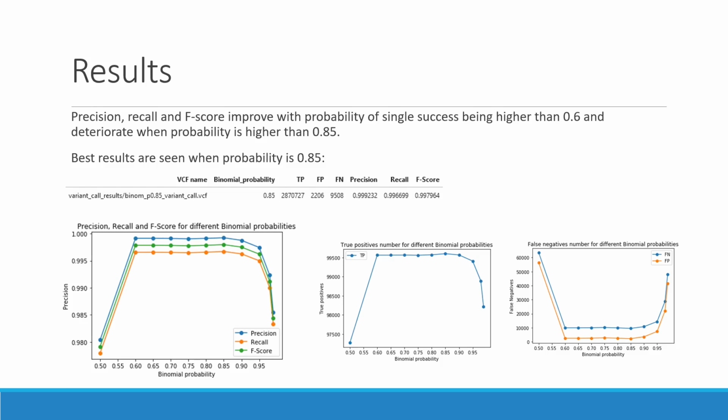And those values improve with the probability of single success being higher than 0.6. Then they are pretty much stable until it reaches 0.85, where it reaches its peak, and then they deteriorate.